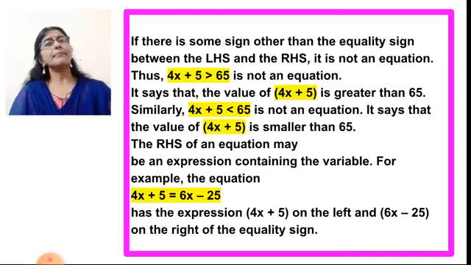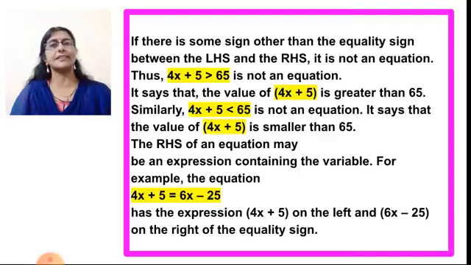Now if there is some sign other than the equality sign between LHS and RHS, then it is not an equation. Thus, if we write 4x plus 5 is greater than 65, that means we are not using the equal to sign. Here the greater than sign is written. It says that the value of 4x plus 5 is greater than 65. Similarly, if we use the sign 4x plus 5 is less than 65, then also it is not an equation.